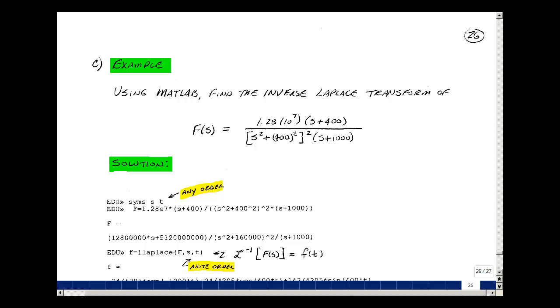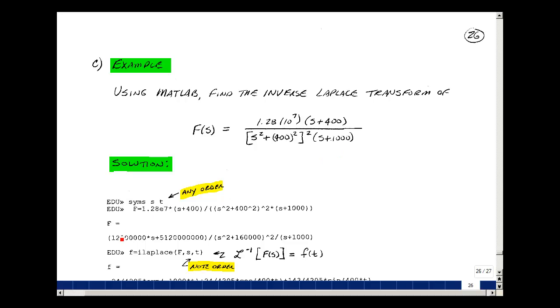This lesson deals with inverse Laplace transforms using MATLAB. You can find these notes in the ECE202 ebook in Chapter 9, starting on page 26. Suppose we have the following function F(s), which is equal to 1.28 times 10 to the 7th times (s plus 400) divided by the quantity (s squared plus 400 squared) squared times (s plus 1,000).